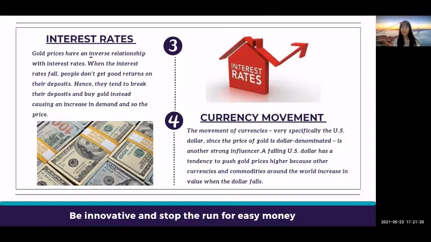The fourth is currency movement. The movement of currencies, particularly the US dollar, since the price of gold is dollar denominated, is another strong influencer. A falling US dollar has a tendency to push the gold price higher because other currencies and commodities around the world increase in value when the dollar falls.